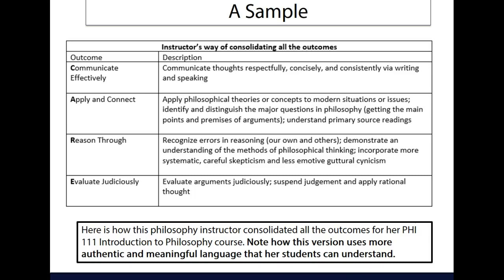4 outcomes: communicate effectively, apply and connect, reason through, evaluate judiciously, and this is the way she describes them in her syllabus to students. And this colleague has actually done a backwards design focused on these outcomes and curriculum mapped them to every single assignment in the class. So she knows that her students are actually getting to practice all of these outcomes multiple times.